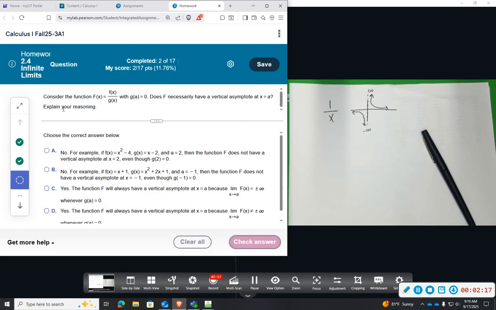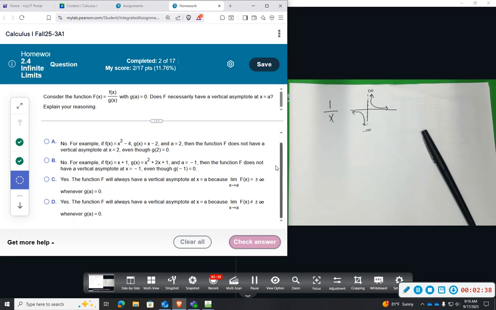And then number 3, we want to consider the function f of x, which is equal to little f of x over little g of x. And it says g of a is equal to 0. It says, does f necessarily have a vertical asymptote at x equals a, and explain your reasoning. Okay, so we have some different ones to look at. So does that mean we have a vertical asymptote?